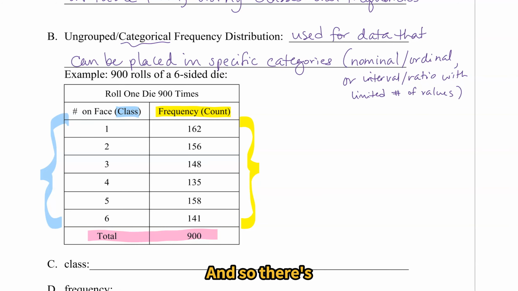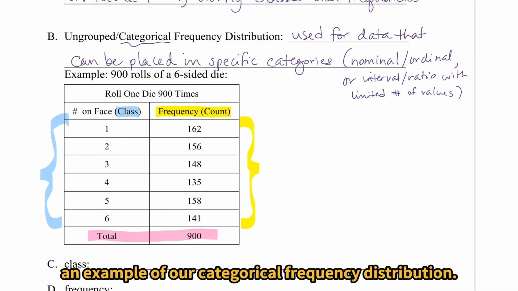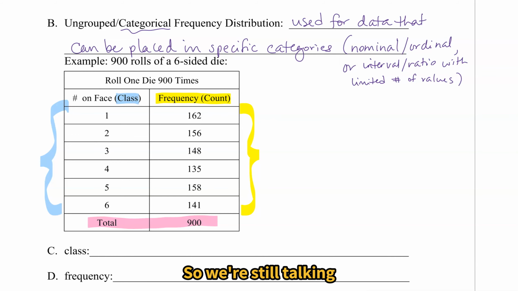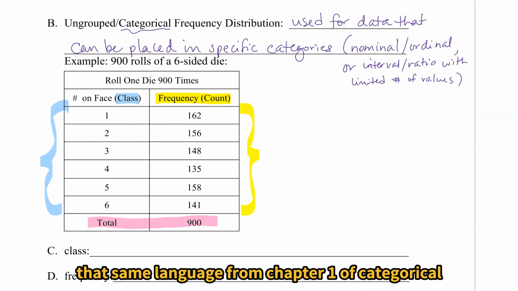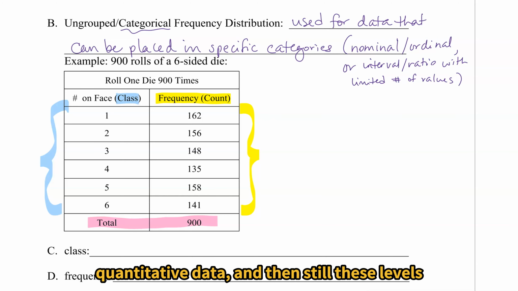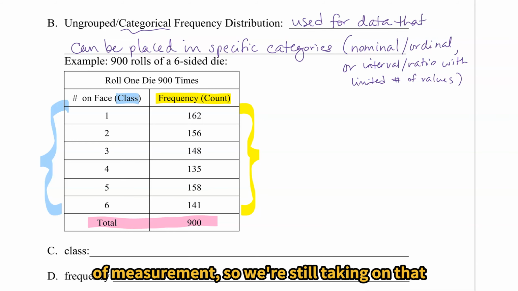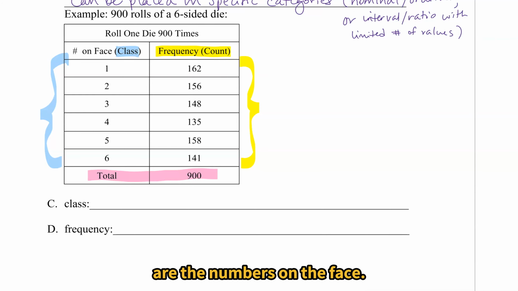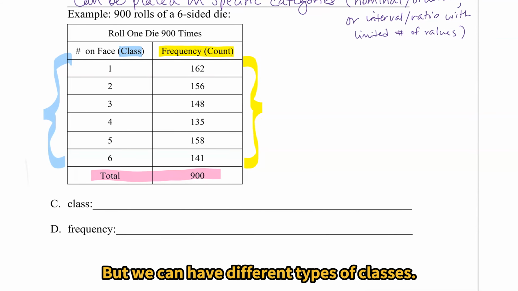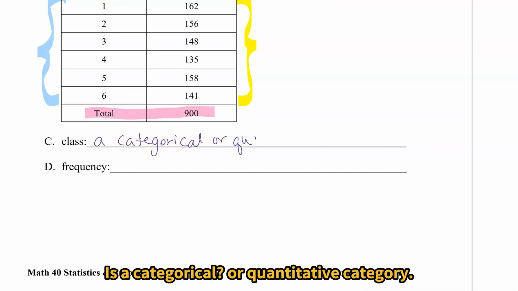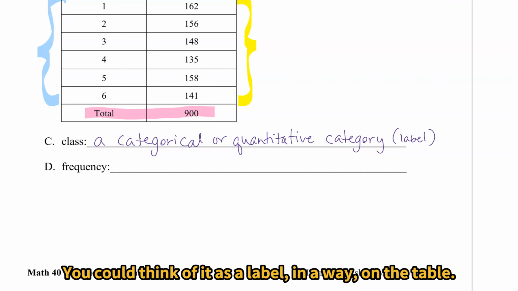And so there's an example of our categorical frequency distribution. A class is a categorical or quantitative category. So we're still talking that same language from Chapter 1 of categorical or qualitative data versus quantitative data, and still these levels of measurement. So we're still taking on that same vocabulary from Chapter 1. And so here we can see the classes are the numbers on the face, but we can have different types of classes. So a class in general is a categorical or quantitative category. You could think of it as a label, in a way, on the table.